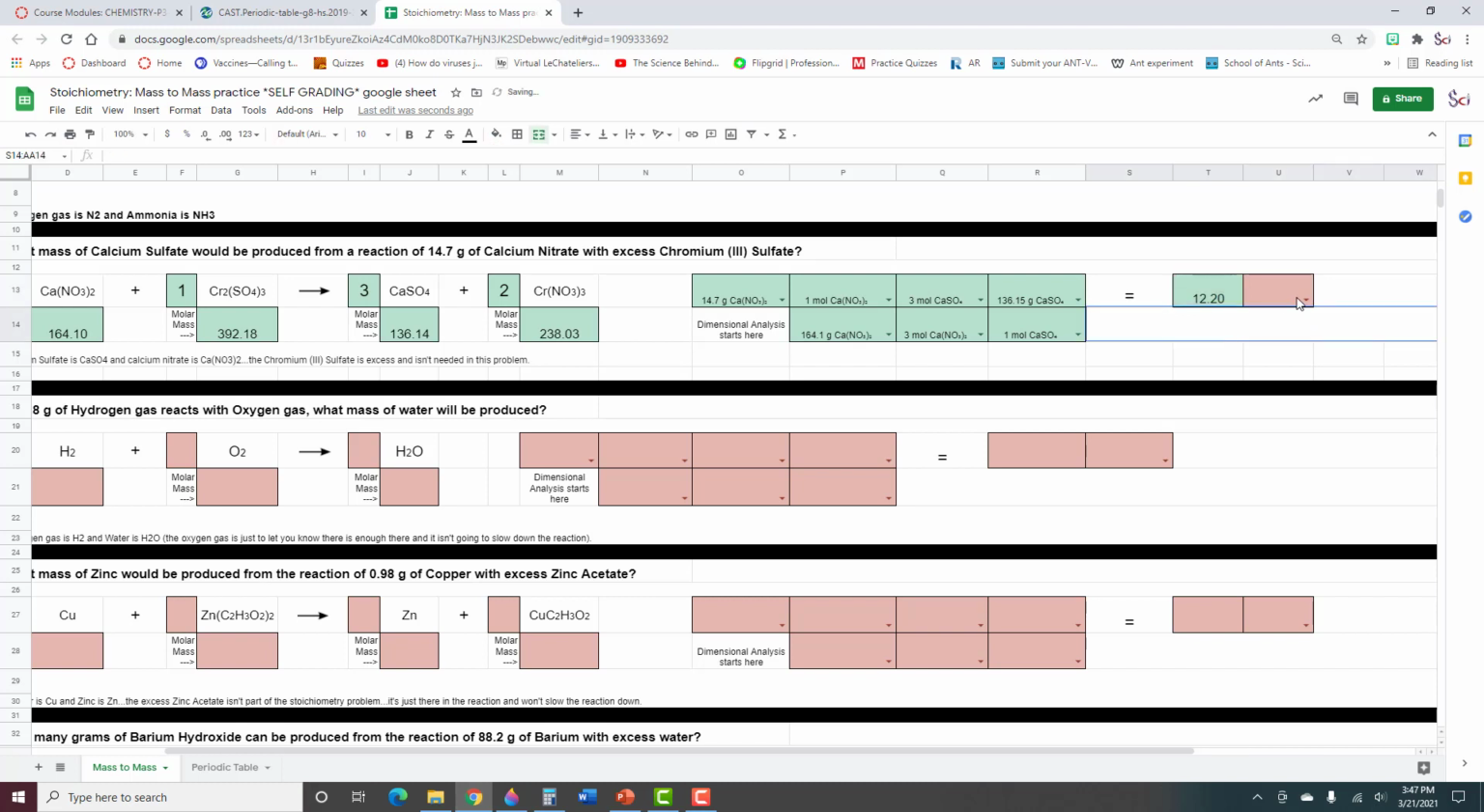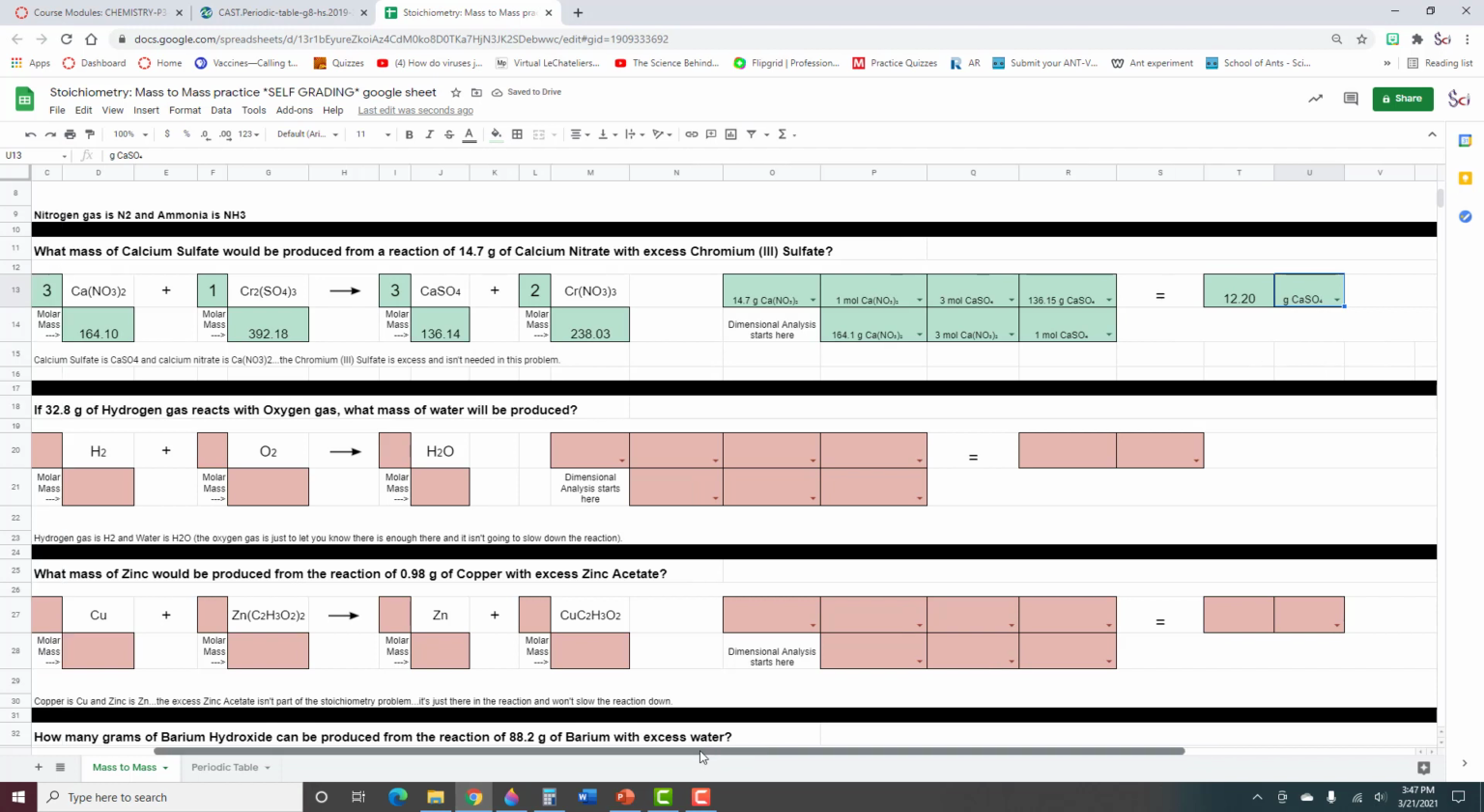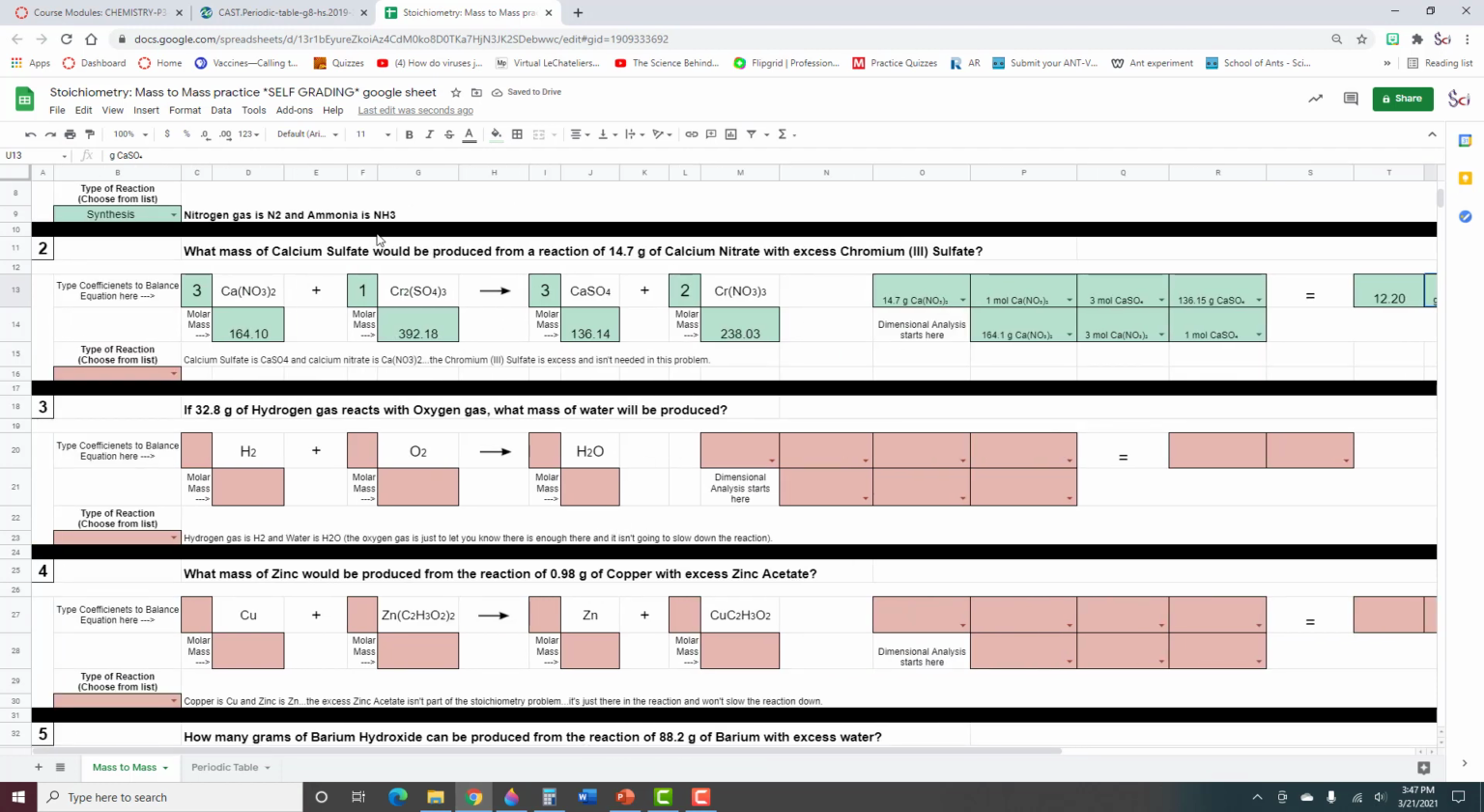And then the last thing here is the unit, so it's grams of CaSO4, because that is the end of your division bar here on the top, and it's also what they asked you for, mass of calcium sulfate. So this would be grams of CaSO4. Alright, that's how you do those problems, just like before. Type it in until everything turns green, and it's good grams to grams practice for you.